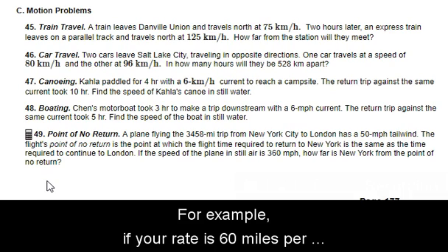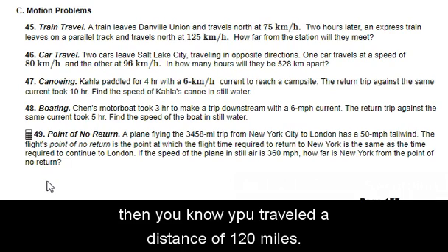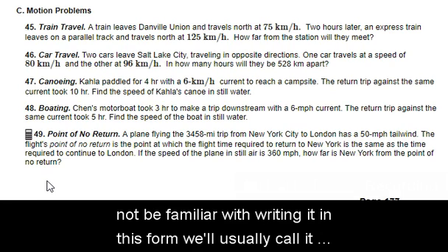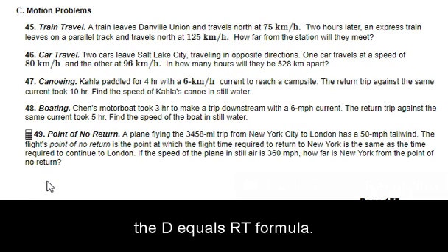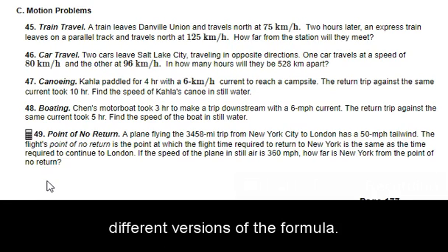This is a formula you already know. For example, if your rate is 60 miles per hour and you drive for 2 hours, then you know you've traveled a distance of 120 miles. So this is something we're sort of familiar with, but you may not be familiar with writing it in this form. We usually call it the D equals RT formula.